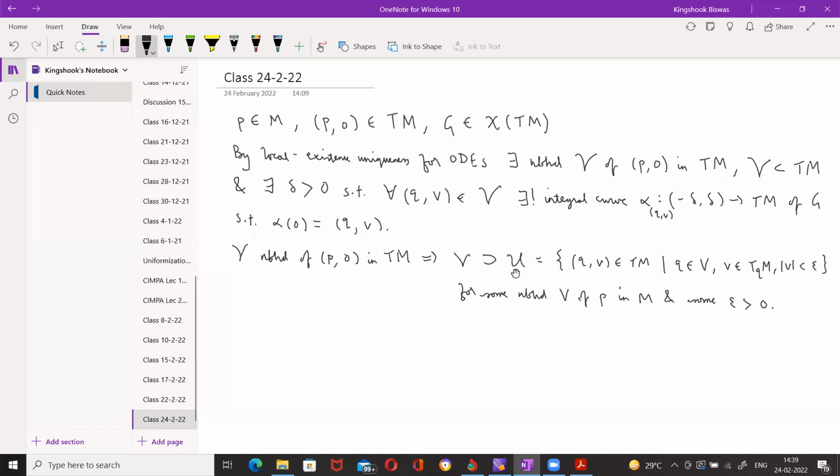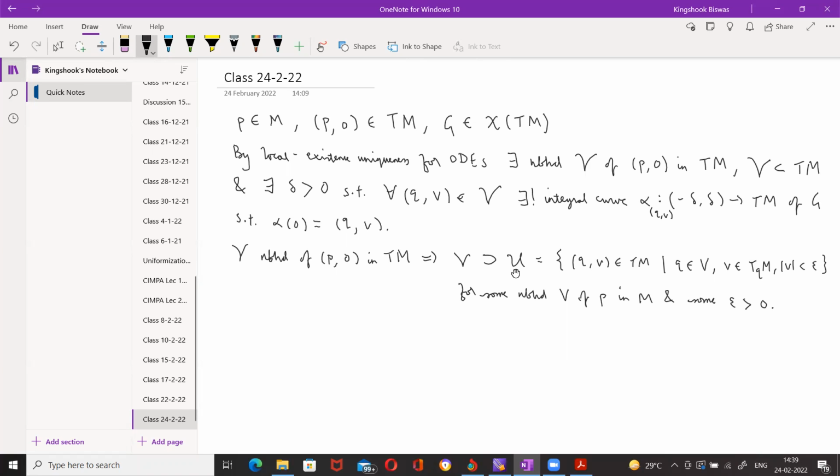Because look, if I take coordinates on my manifold TM, x1 to xn, y1 to yn, and let's say x1 to xn maps P to 0, right? Then (P, 0) goes to the origin (0, 0) in R^2n. Now, what is a neighborhood in R^2n? Any neighborhood of the origin in R^2n contains a ball cross a ball, some ball of radius epsilon cross a ball of radius epsilon, right?